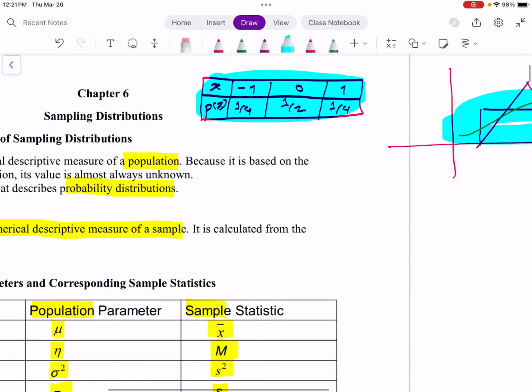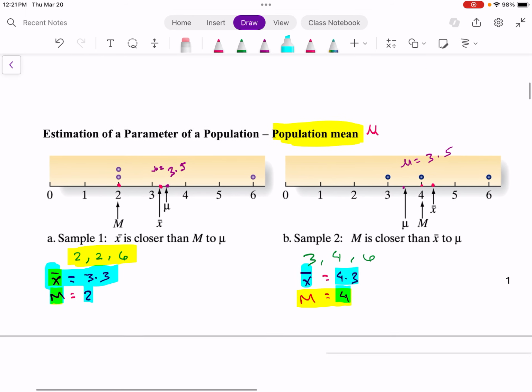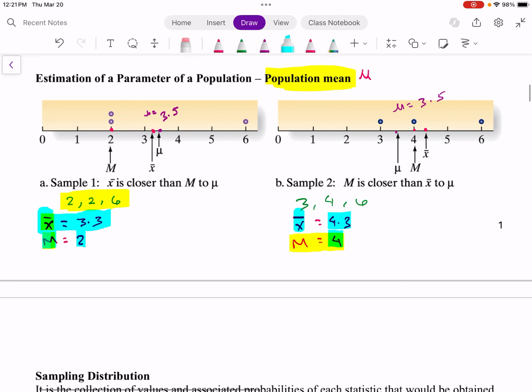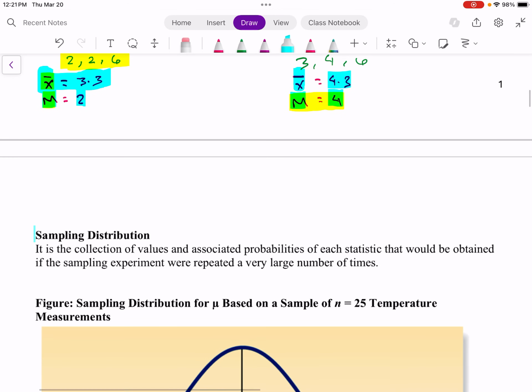In a similar way, now here we have different samples. These statistics are random variables. So x bar, m, these are random variables, and to find the probabilities, or to learn more about these random variables, we need to define a probability distribution, and that distribution we call sampling distribution.